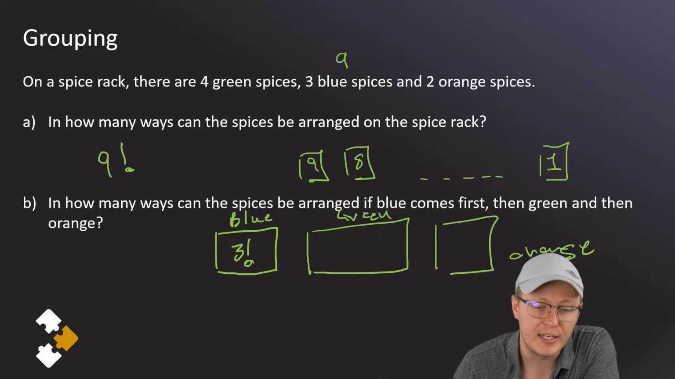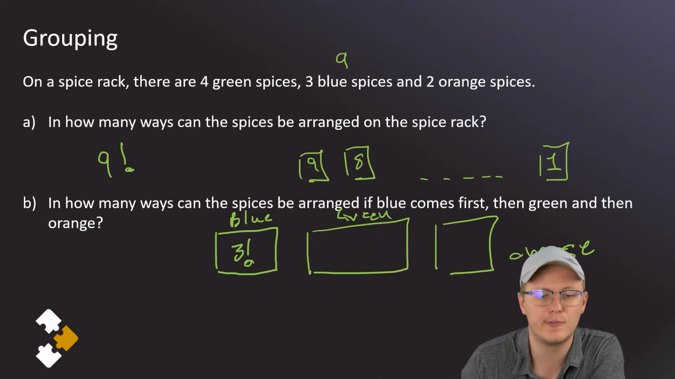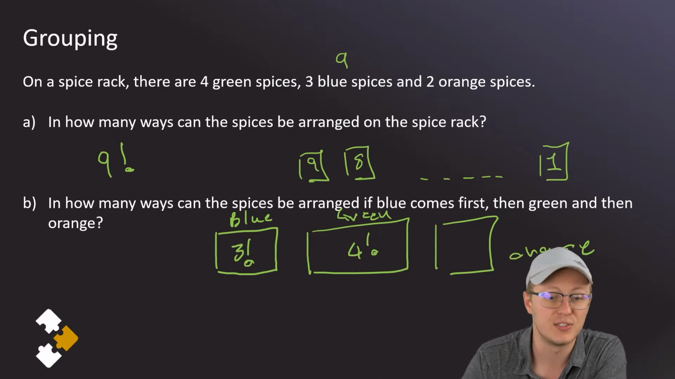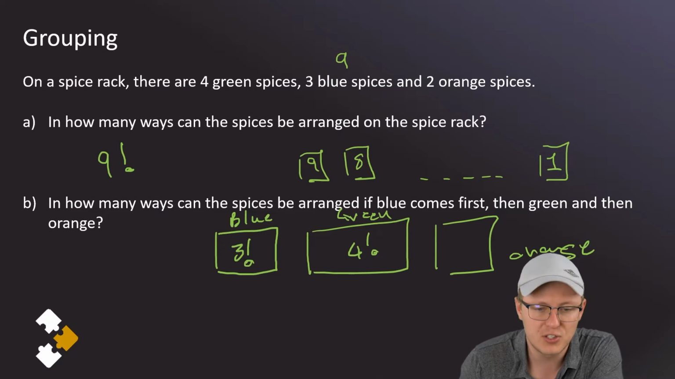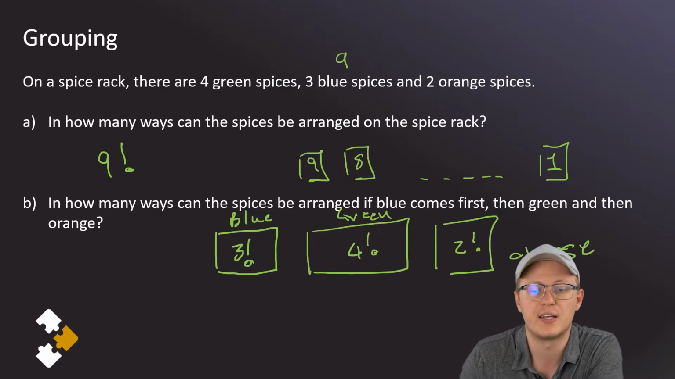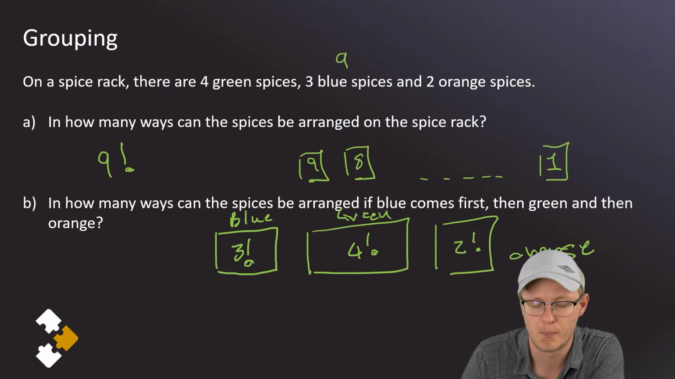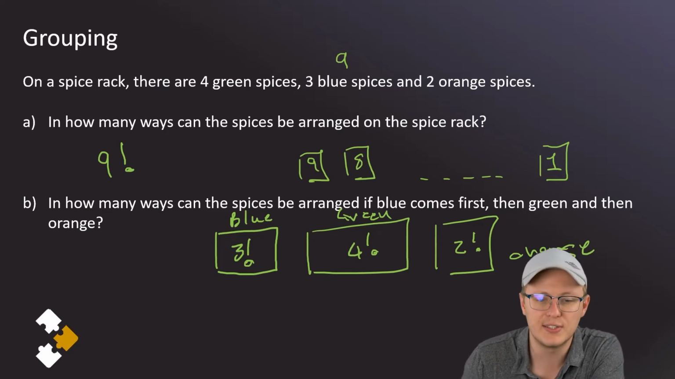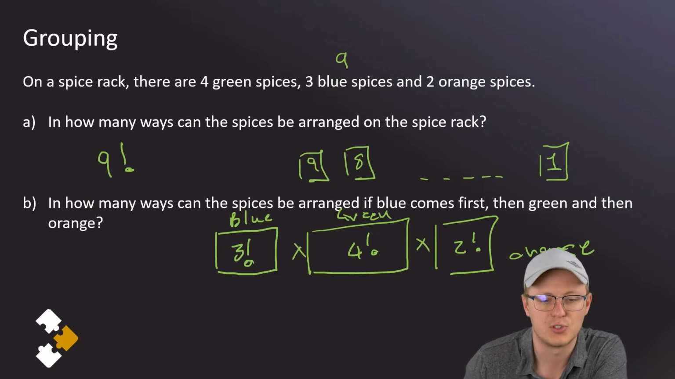And then for the green here, because there are 4 of these spices, those 4 green spices can be arranged in 4 factorial ways. Since there are 4 of them, and then the orange spices, because there are 2 of them, they can be arranged in 2 factorial ways. And then, because of the fundamental counting principle, the ways in which this blue, green, and orange thing can happen together, we just multiply this all together, right? So then the total number of arrangements is going to be 3 factorial times 4 factorial times 2 factorial.